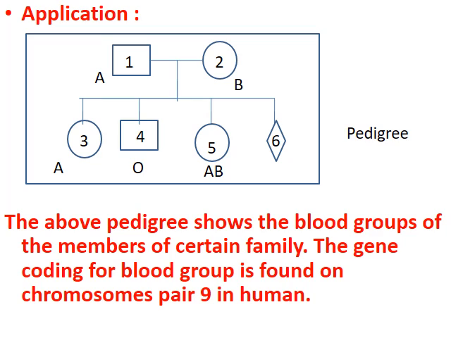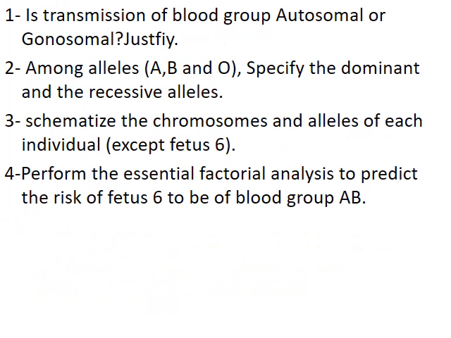Moving to this pedigree showing the blood groups of the members of certain family. The gene coding for blood group is found on the chromosome number 9. Chromosome number 9, is it autosome or a gonosome? Sure, it's an autosome. Is the transmission of blood group autosomal or gonosomal? Justify: since it's found in chromosome pair number 9, so it's an autosome, so the transmission of the blood group is autosomal and not gonosomal.